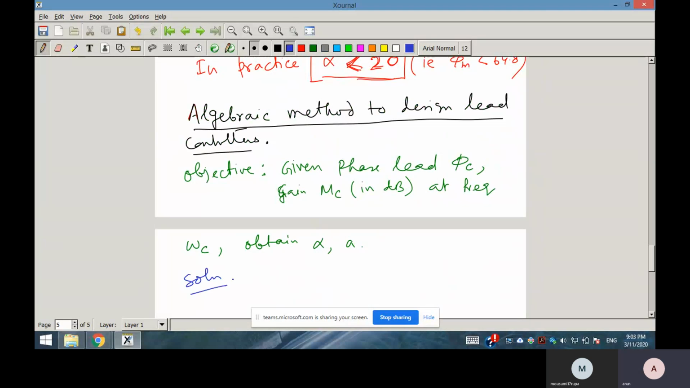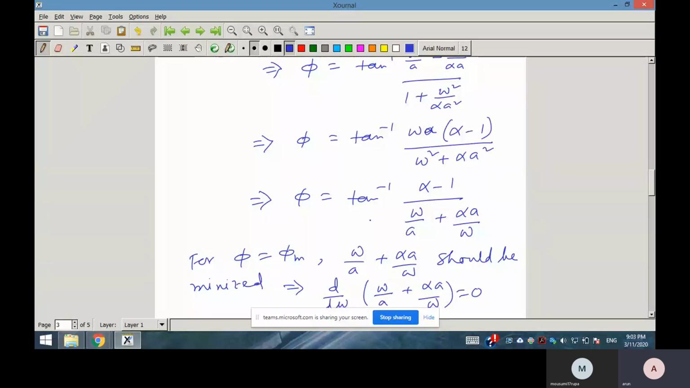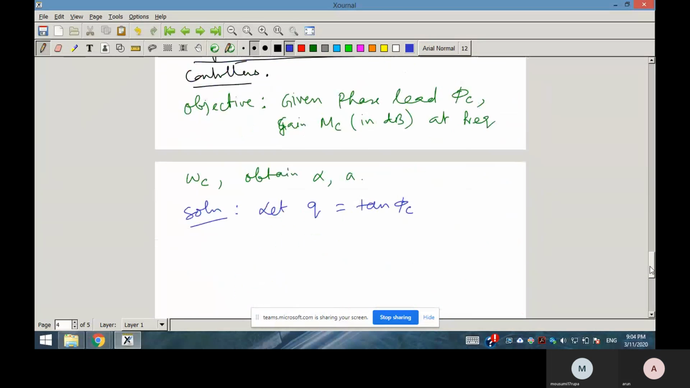So the solution, this method is very important, the algebraic method. So let Q equal to tan of phi c. What is phi c? Phi c we have already obtained. So what is tan of phi c? Tan of phi c is omega into A into alpha minus 1 divided by omega square plus alpha square.